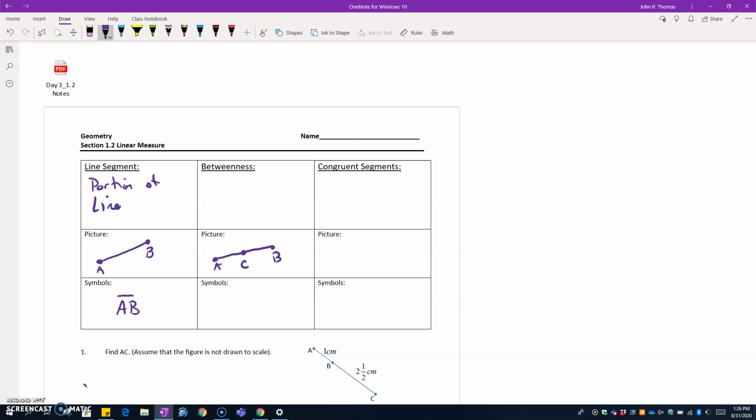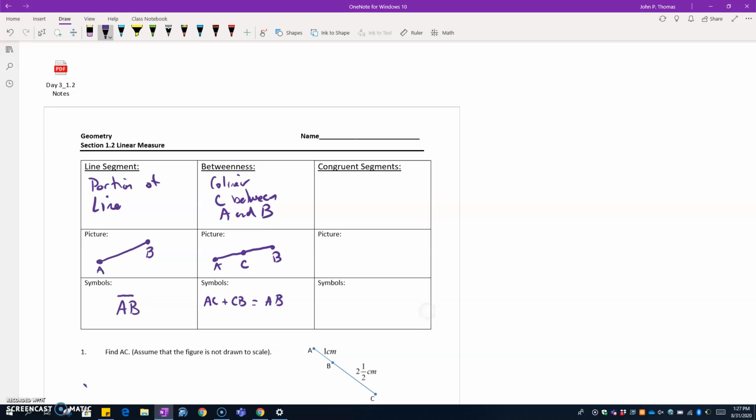Now, symbols is a little bit harder here. What we typically do for this is we say that the measure of AC, notice I don't have a marking above it, that indicates the length, plus the measure of CB, equals the total length of AB. So AC plus CB equals AB. That means that C meets the definition of betweenness, which is collinear. And C is between A and B.